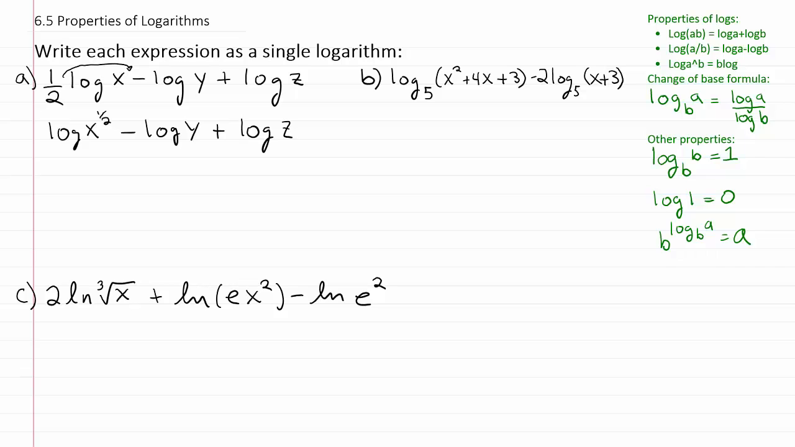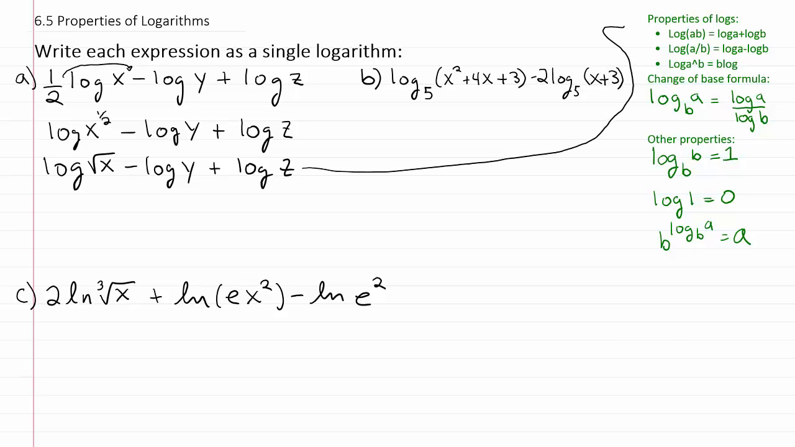Now, from there, we can say that this is log of x to the 1/2 power, which is the square root of x, right? Minus log of y plus log of z. Since all of these logs have the same base, and by the way, that base is 10. If it's not written, it's assumed to be 10, so it's the common log. If all the logs have the same base, you can use the properties we had before. Sums can be written as products, and differences can be written as quotients, right?